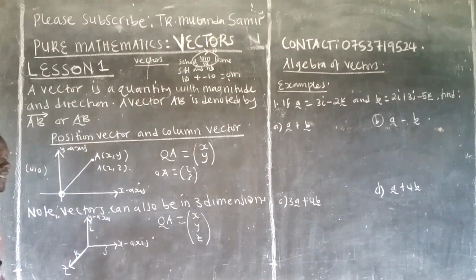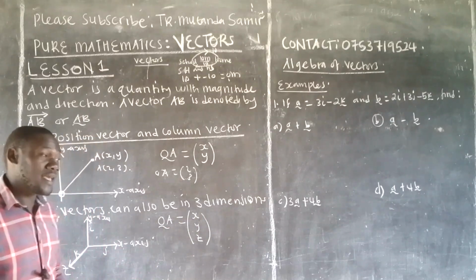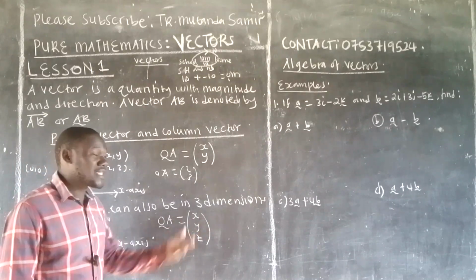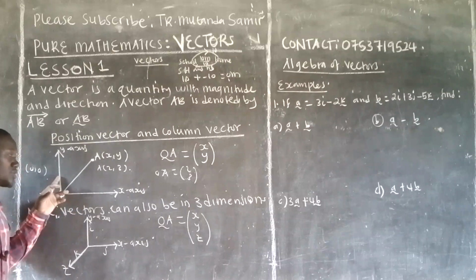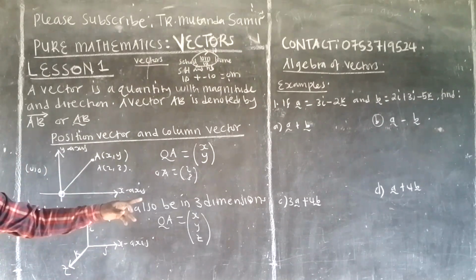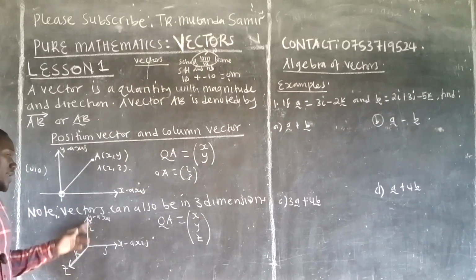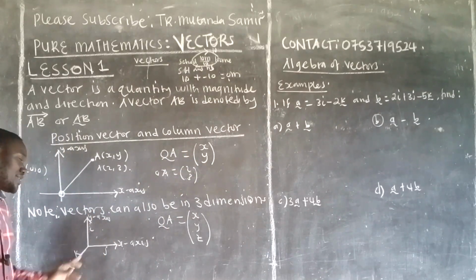Okay, note. Vectors can also be in 3 dimensions. By dimensions, in simple terms, we may mean sides. This is 2 dimensions. What do we mean? The x dimension and the y dimension. That's why there are 2: x, y. But then we are saying they can also be in 3 dimensions: the x dimension, the y dimension, and the z dimension.